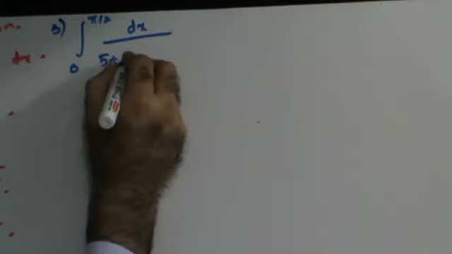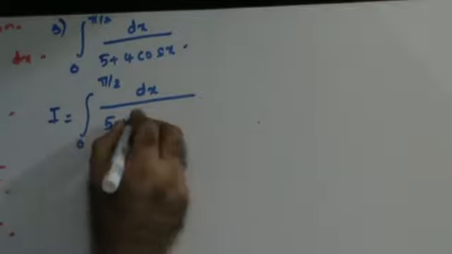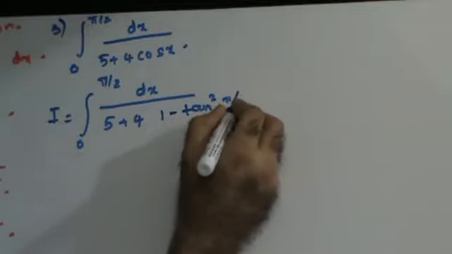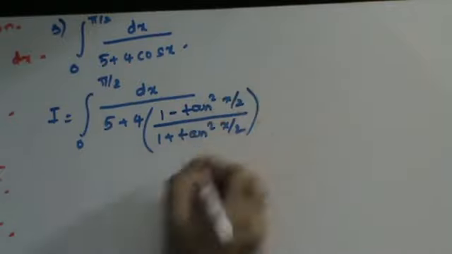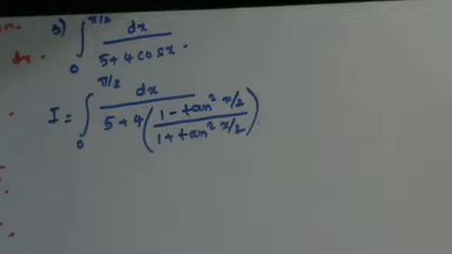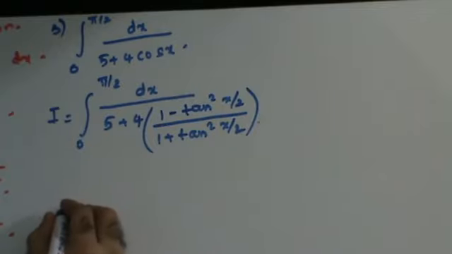Integral of 0 to pi by 2 dx upon 5 plus 4 cos x. Right? Now this is a submultiple type. You will say I is equal to integral of 0 to pi by 2 dx upon 5 plus 4 cos x. Cos x can be written as 1 minus tan square x by 2 upon 1 plus tan square x by 2. Right? I'm using the submultiple formula here.